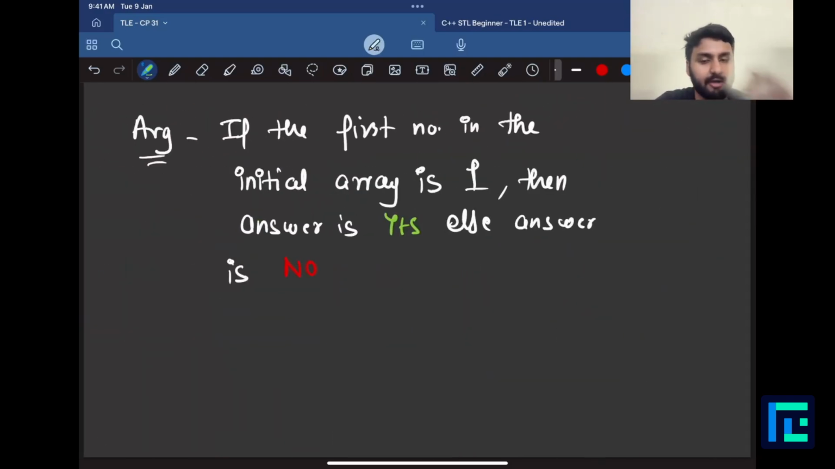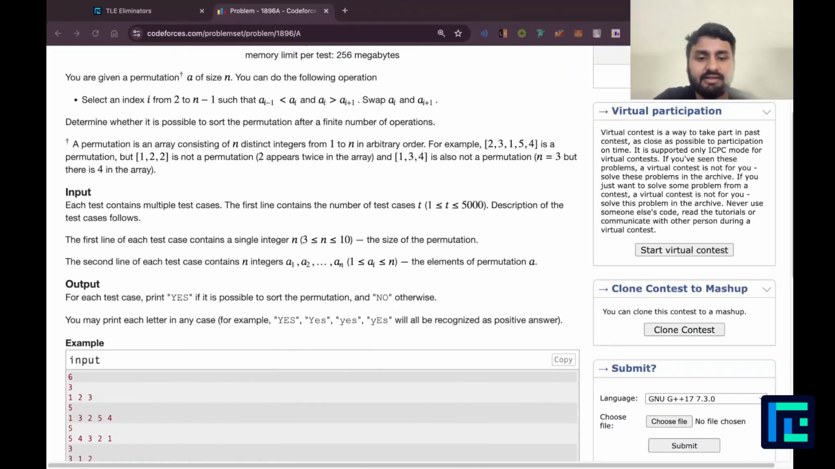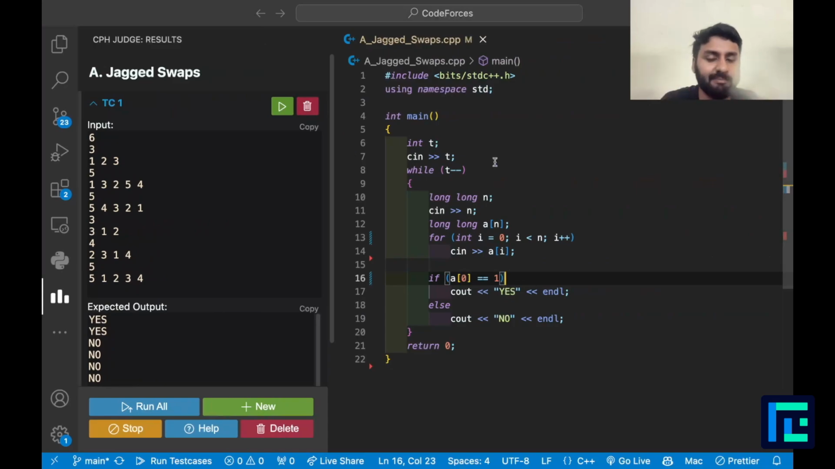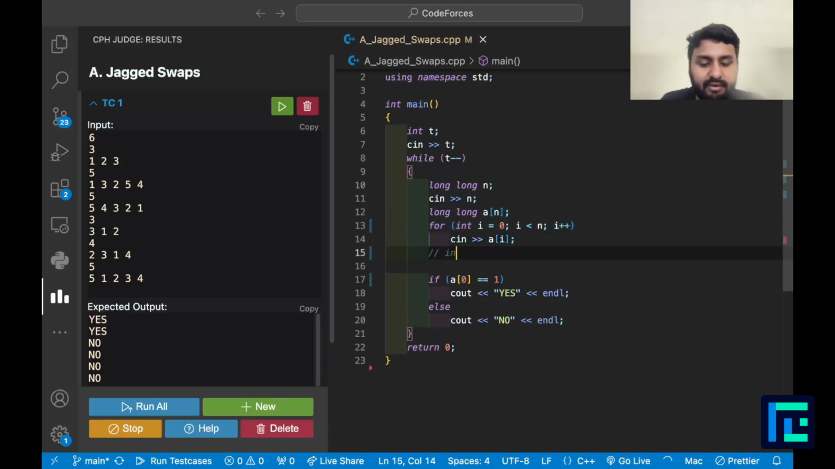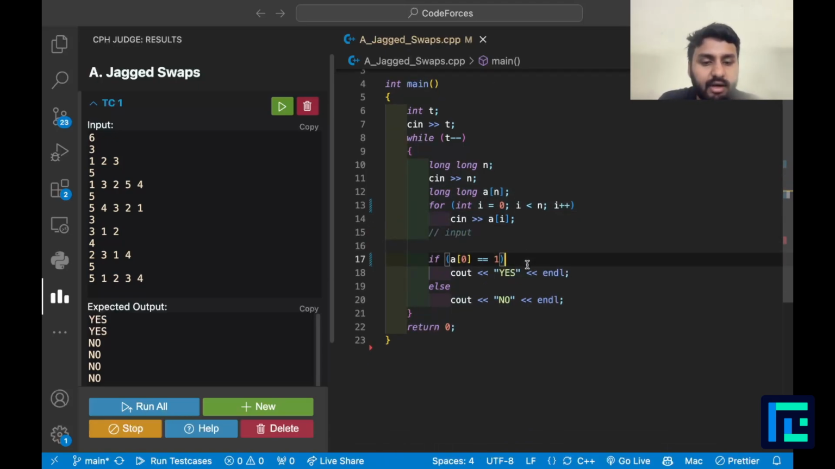Now once this is clear, let's move on to our code part. And if you get the argument, the code part is, trust me, very, very easy, since all you need to do is check. Very simple thing. We'll take the input of t, we'll take the input of n, I'll take the input of the array. So up till here, all that I'm doing is taking input of the array. And then what I'll simply do is check whether the first element in my given permutation is 1 or not. If it's 1, then it's simple, print a yes, else print a no.